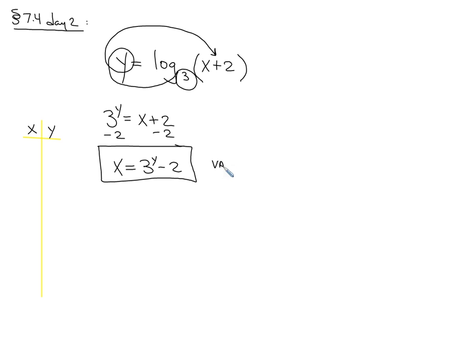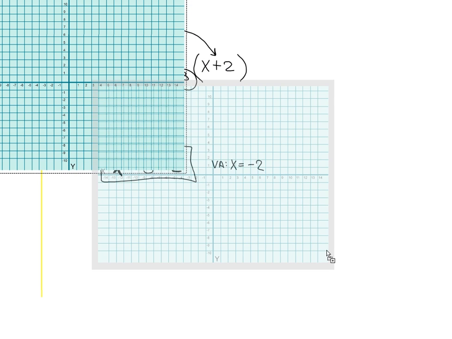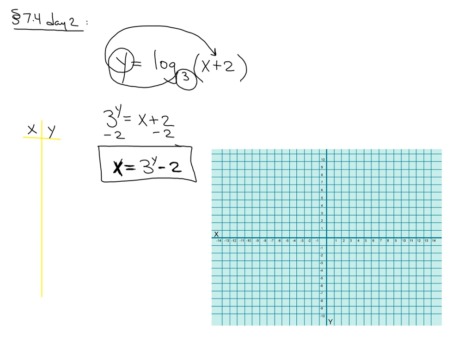What is our vertical asymptote going to be? But negative 2 is a number, not an asymptote. X equals, right? It's x equals negative 2. Without the negative 2, it would have been x equals what? 0. So we're going to put that on our graph first. X equals negative 2 is the vertical asymptote. That's going to go right there.